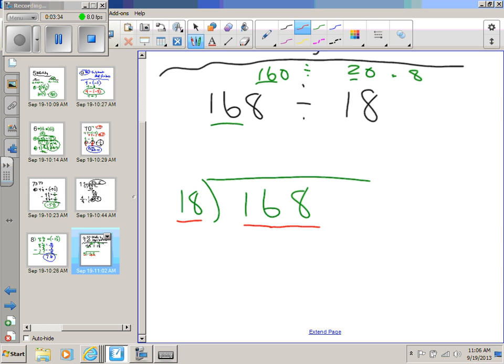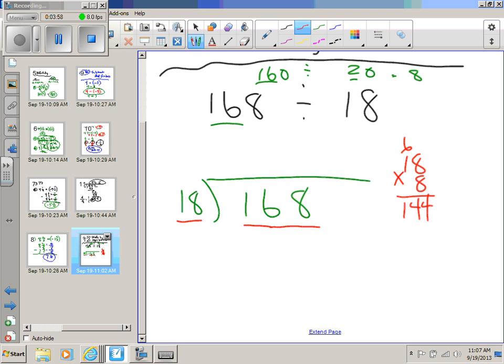What's the first number maybe I want to try to see if it's going to be close to? Alexis, let's try the 8. So over here, we'll do our work. 18 times 8. 8 times 8, 64. 6 plus 8, 14. 144.